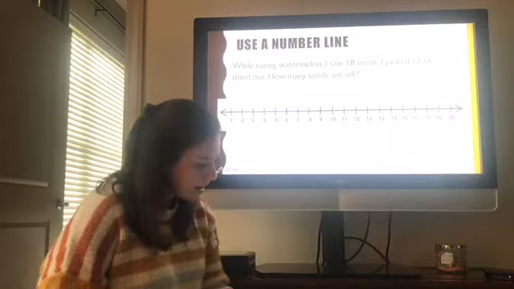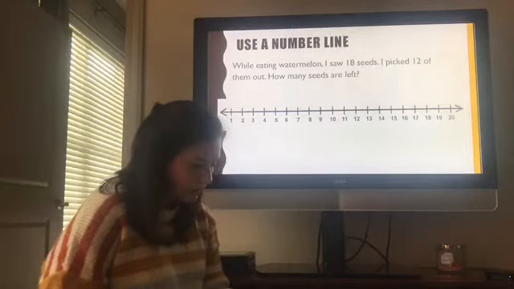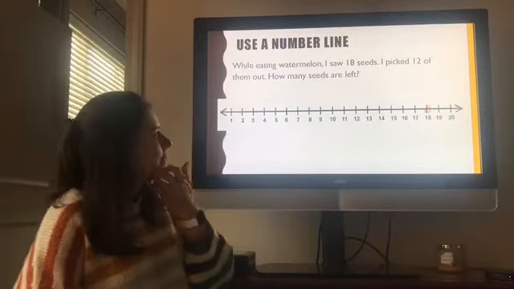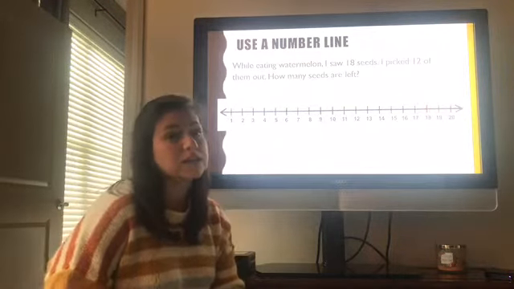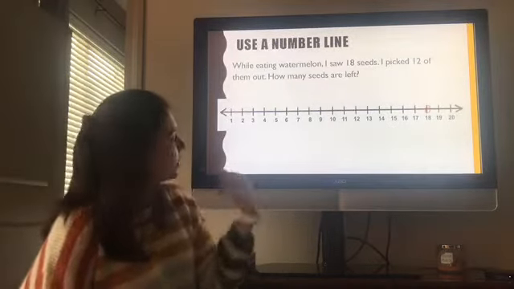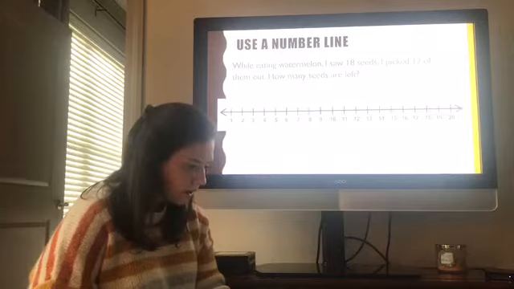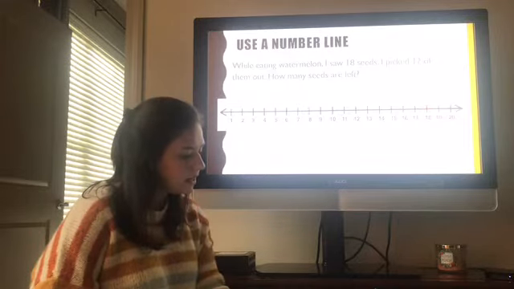So I'm going to start with 18. I circled it right there. And then I'm going to be bunny hopping backwards. And I'm going to bunny hop backwards 12 spaces because I'm taking 12 seeds out. So let's count together. Ready? All right. 1, 2, 3, 4, 5, 6, 7, 8, 9, 10, 11, 12.